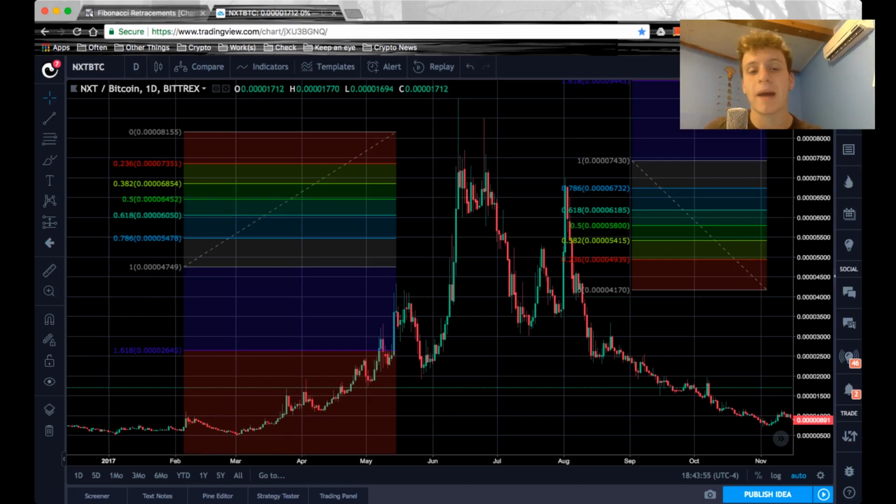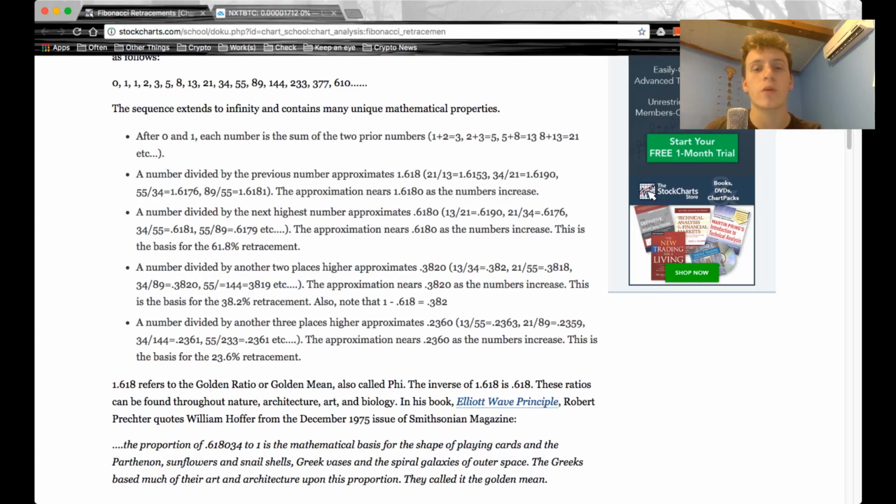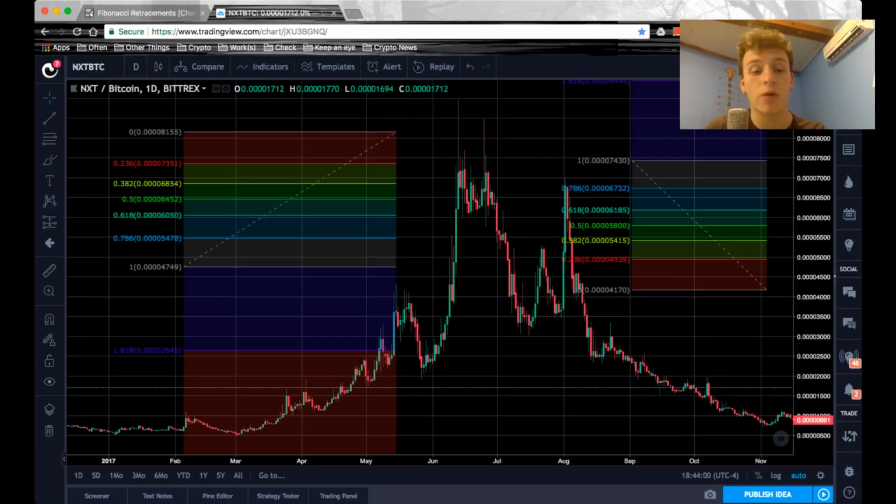It's cool to actually look at the math behind it, and the reason it's more than cool is that it's understanding how the tool works. Whenever you're using a tool, you should understand how it works so that you can be ahead of the curve and really have a step up on other traders.